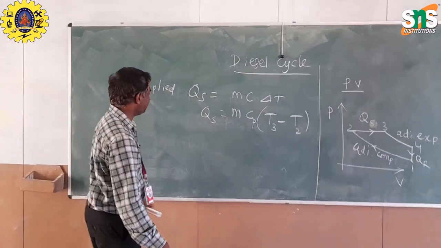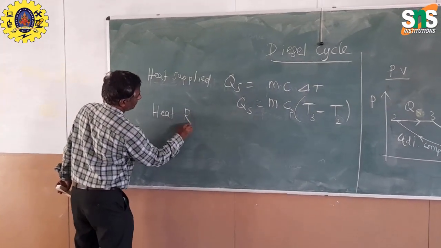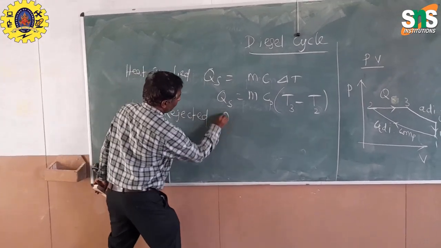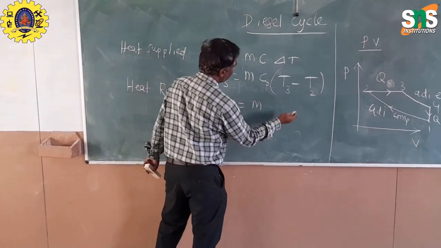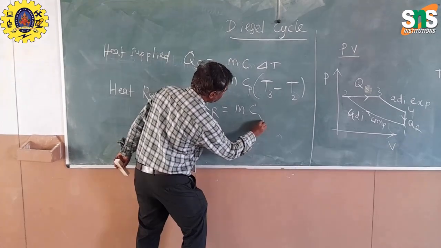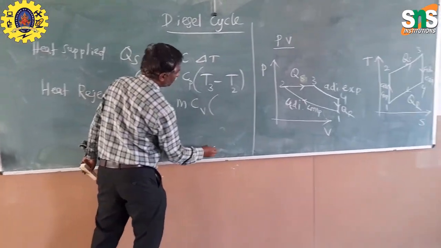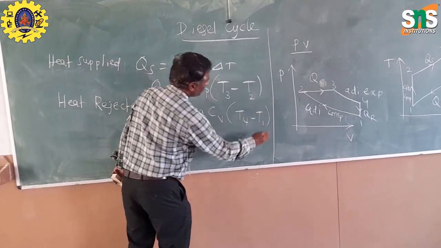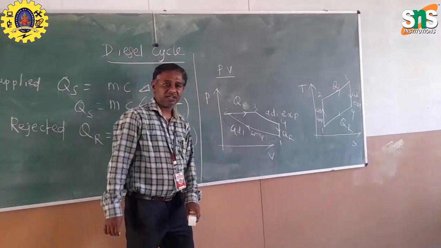And what about the heat rejected? Heat rejected, denoted by QR, is again m c into delta T. Here the process is a constant volume process, so it will be taken as m Cv into the temperature difference T4 minus T1, because 4 to 1 is the heat rejection process, so I have to take T4 minus T1.